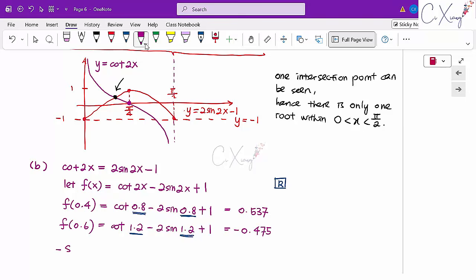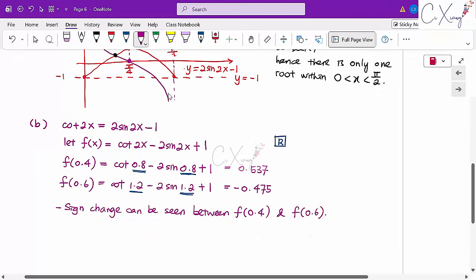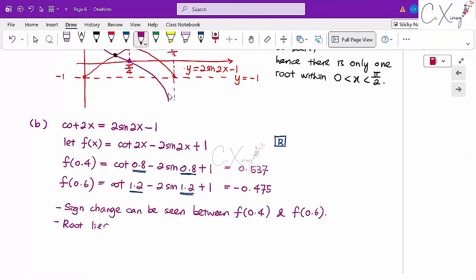So after this, I will make a conclusion. Sign change can be seen between f(0.4) and f(0.6). So basically this also tells us that the root lies between 0.4 and 0.6. Alright, so this is the conclusion that we should make for part B.